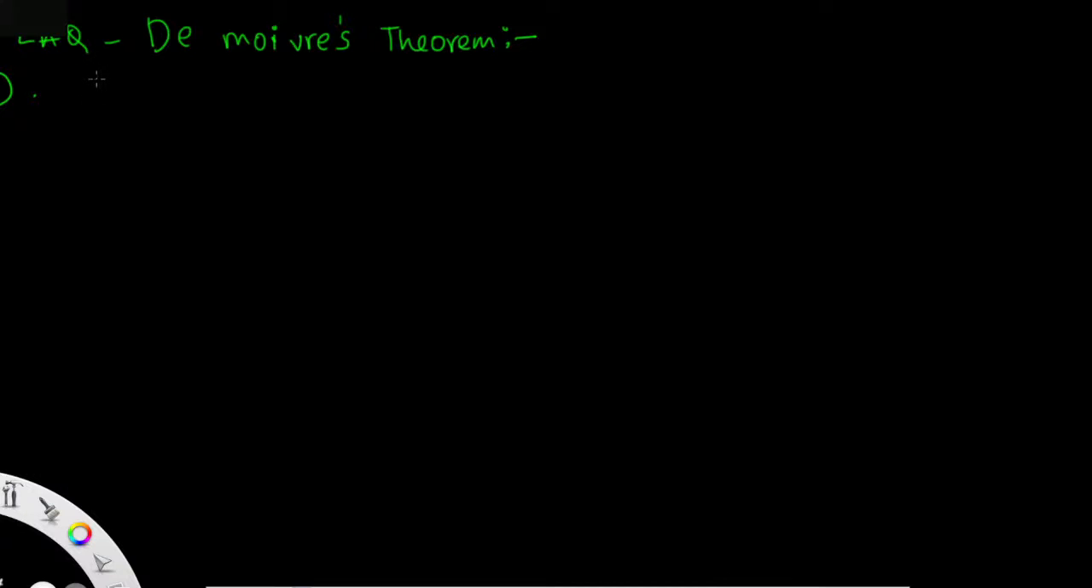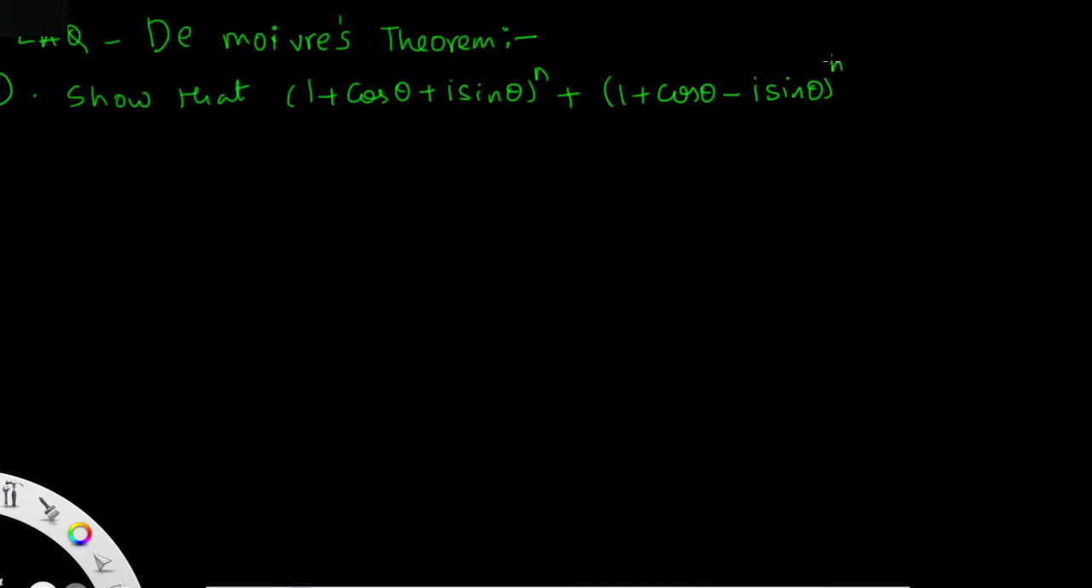Question bank problems only. Show that (1 + cos theta + i sin theta)^n + (1 + cos theta - i sin theta)^n = 2^(n+1) cos^n(theta/2) cos(n theta/2). Already we learned this one, again I am explaining.